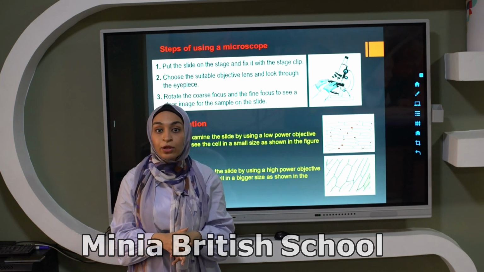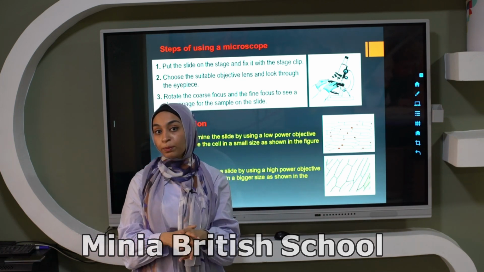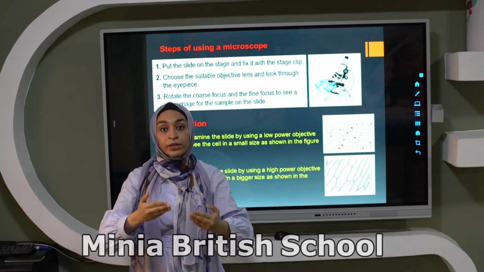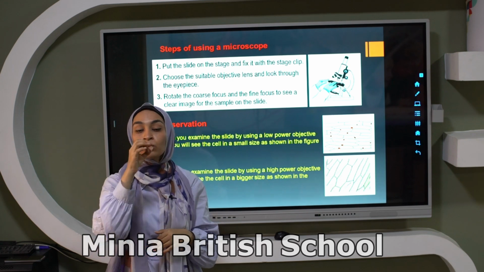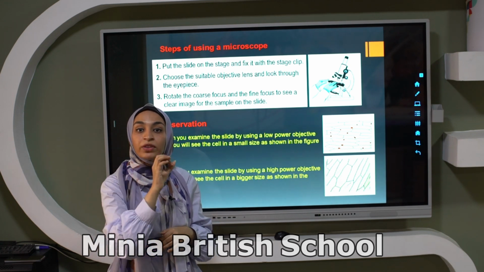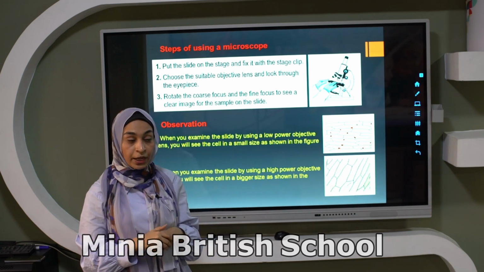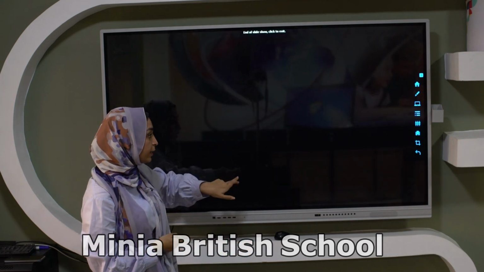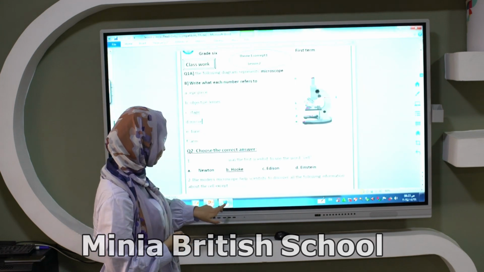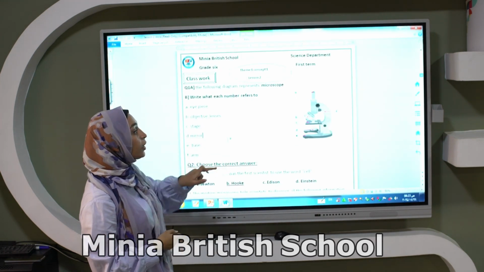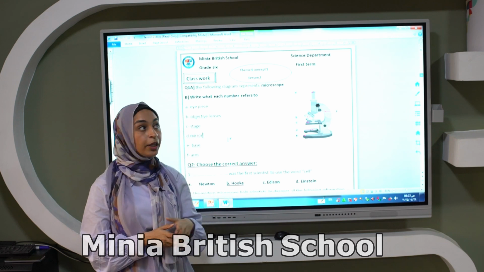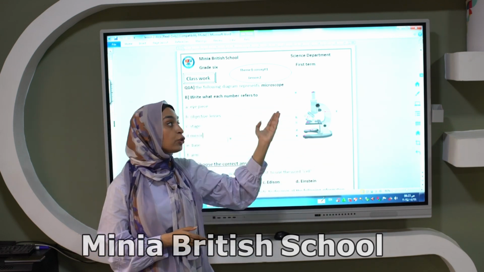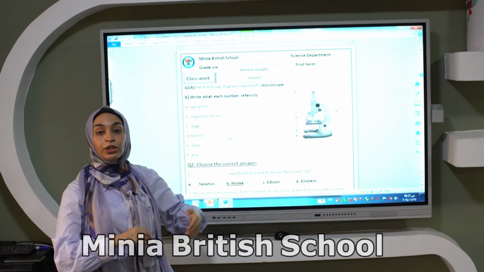So today we learned how to prepare the slide and how to use the parts of the compound microscope to examine the components of the cell very well. Let's answer some questions about what we talked about today. The questions can come this way. I will bring a picture of the microscope and you will label or write the name for each part.